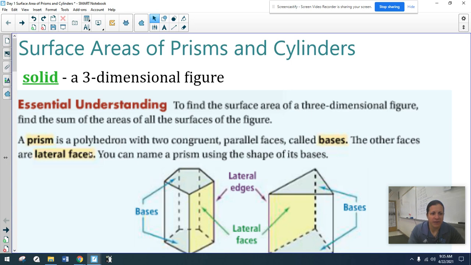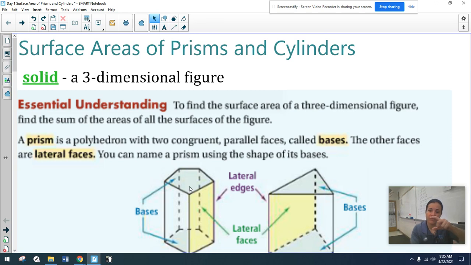Okay, so I'm going to give this definition again in a little bit here. We're going to be talking about prisms today, prisms and cylinders. So a prism is a polyhedron, and I'll give you that definition later as well, with two congruent parallel faces called the bases. So the two that are parallel, in other words, the two shapes like these two pentagons that don't touch, those would be your bases.